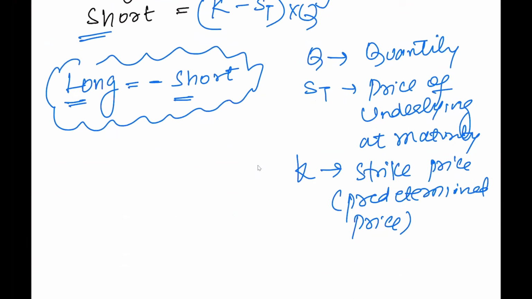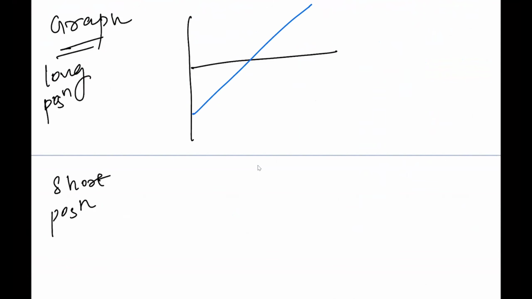Again, if someone asks you to draw the payoff graph, as I showed you above, for a long position it will be like this, and similarly for a short position. And also remember, here you will have your payoff. This is zero. Here you'll have your payoff.